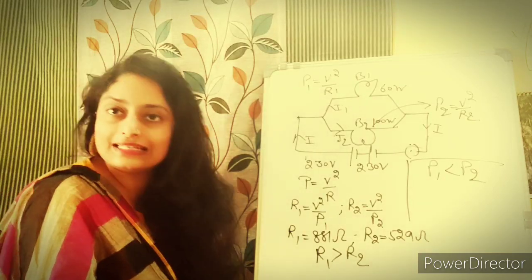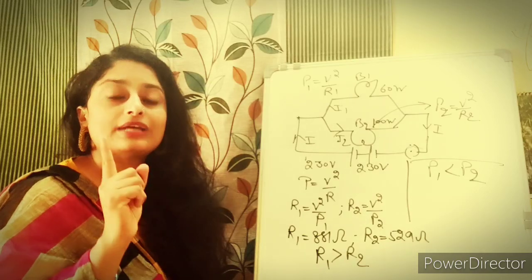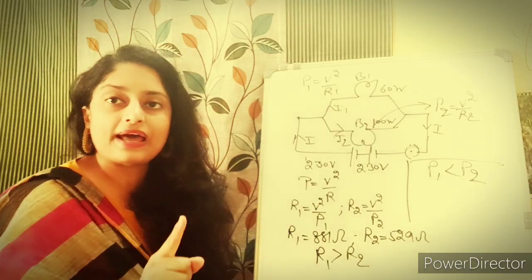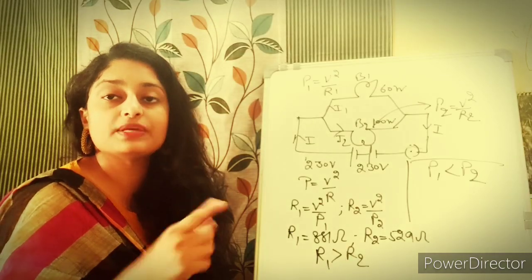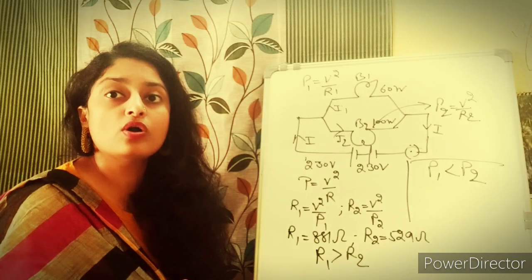So when series connection is there or the parallel connection is there, the first step that you guys will do is to calculate the resistance. After that you will check out is it series or is it parallel. Then you will calculate the power dissipation from both the bulbs, and whichever power dissipation will be more, brightness will be more.